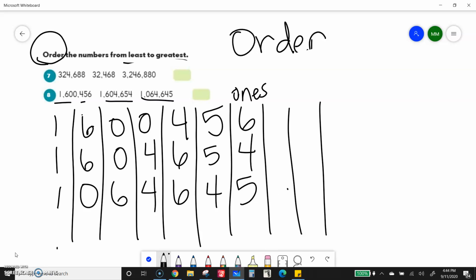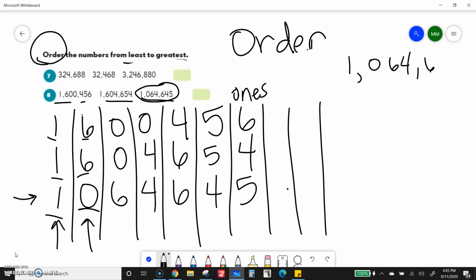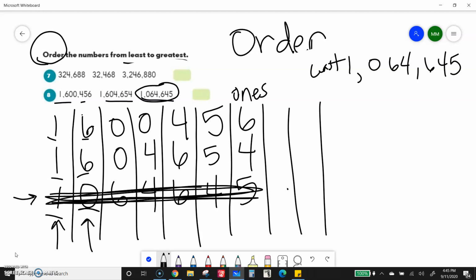So if we look at the millions place, they all have 1, so it's a tie. Let's look at the 100,000s place. Well, this one has a 0. Those have 600,000. I know that 0 is less than that, so that tells me that this last one is the smallest number. So this one right here is going to be my smallest. I'm going to write them in order over on the right side. So this is the least. Okay, I'm going to go ahead and cross that one off now that I'm done with it.